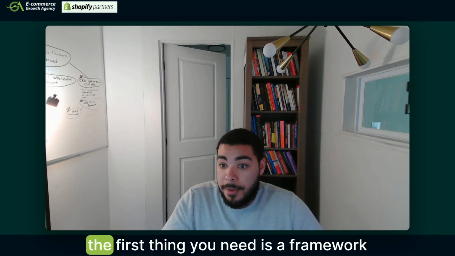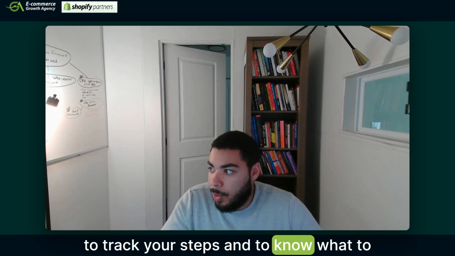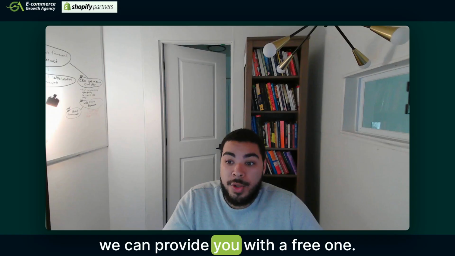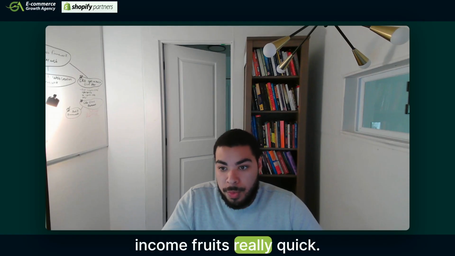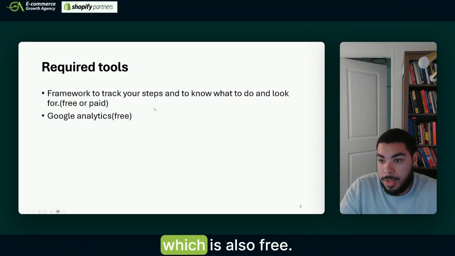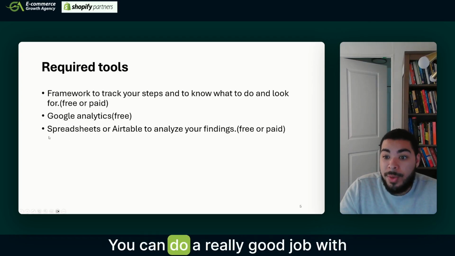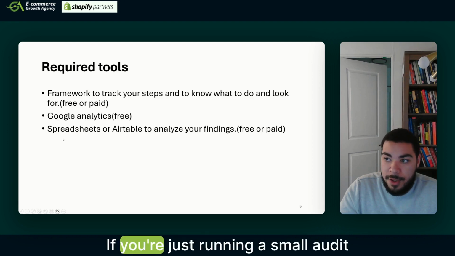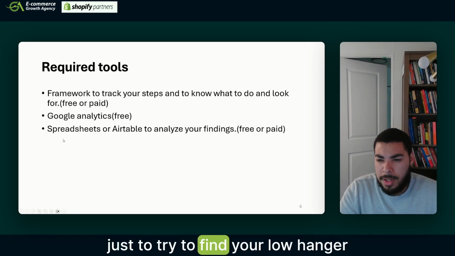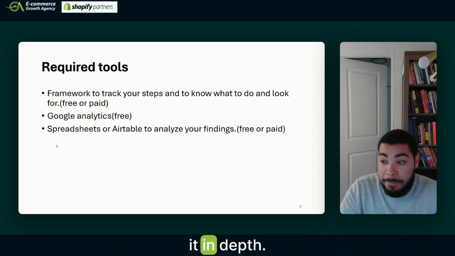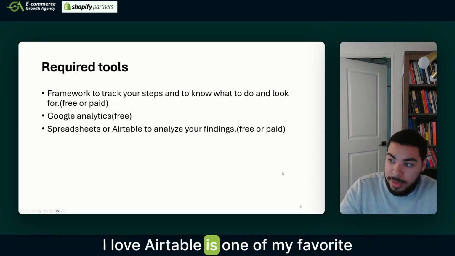All right, so if we go over the required tools, the first thing you need is a framework to track your steps and to know what to do and look for, free or paid. If you don't have a framework, we can provide you with a free one under the video. You're going to be able to find some low-hanging fruits really quick. You need access to Google Analytics, which is also free. You need a spreadsheet or Airtable to analyze your findings. You can do a really good job with spreadsheets, not going to lie. If you're just running a small audit, just to try to find your low-hanging fruits, you can go with the spreadsheet. Since we're a business and we also do it in depth, we use Airtable. I love Airtable. It's one of my favorite tools.